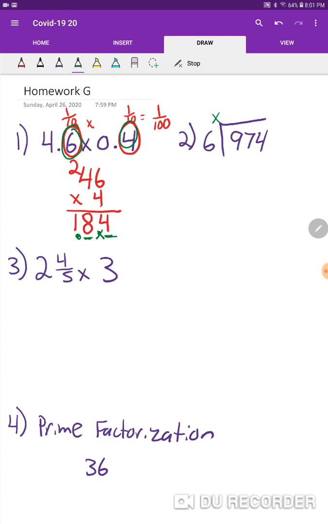Let's take a look at long division. Now you might be saying, Mr. Merrifield, why do you keep giving us long division every week, every day? Because that's actually a skill you're going to use a lot in middle school.